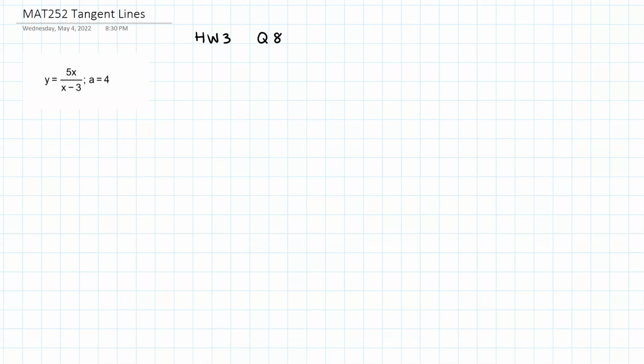So the first thing we need to do is think about what we need to make the equation of a line. Our goal is to make the equation for a line. Now, what do you need to make the equation of a line? You need a slope and a point.